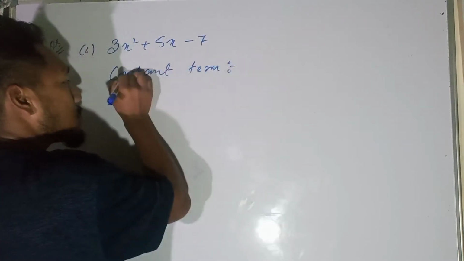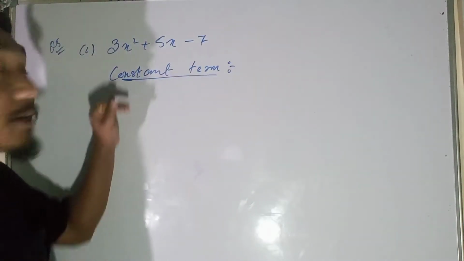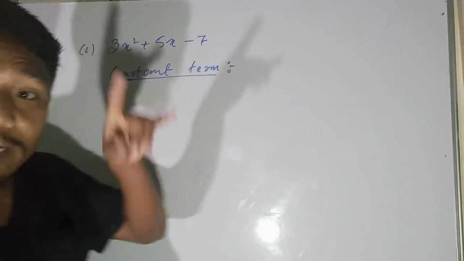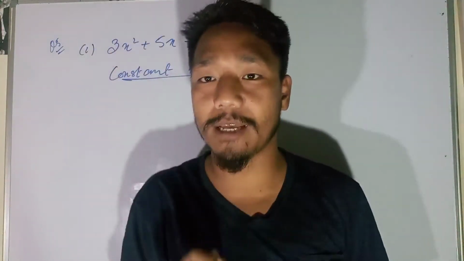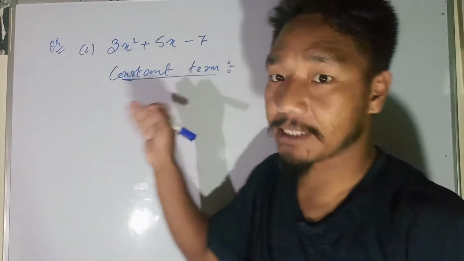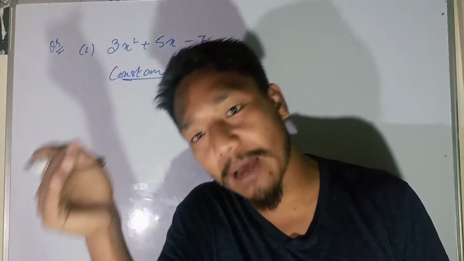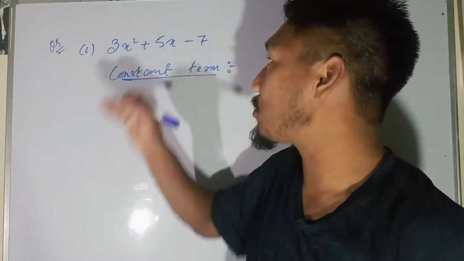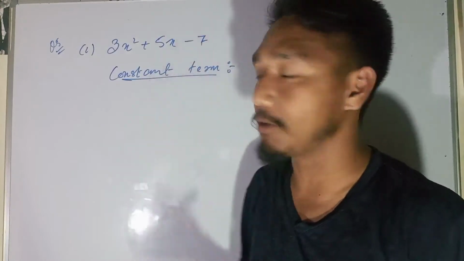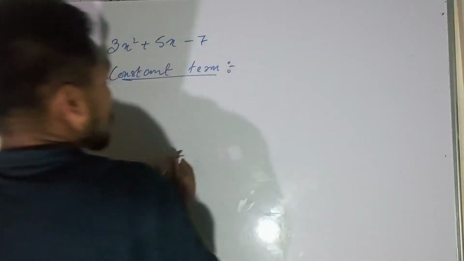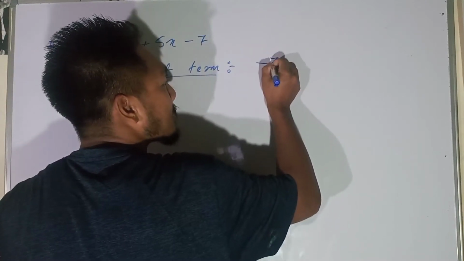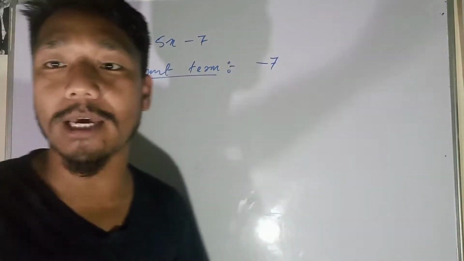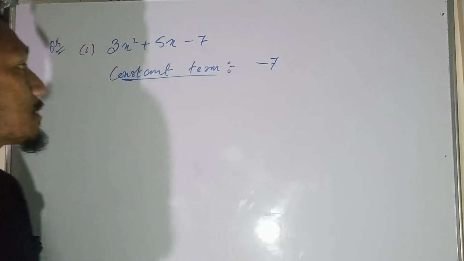We cannot say 3x squared is the constant term, because 3 is combined with x, and x is a variable. And 5x, 5 is treated along with the x, so we cannot treat them as constant numbers. So what is remaining? The only number written alone is minus 7. So our constant term is minus 7.